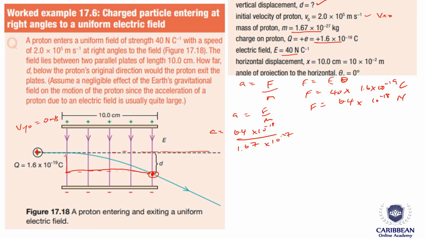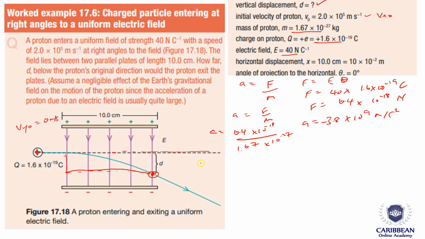So if we divide these numbers, 6.4 times 10 to the minus 18 by 1.67 times 10 to the minus 27, we get a pretty large acceleration. That acceleration would be 3.8 times 10 to the 9th meters per second squared. So that's our acceleration. And we said that this acceleration is going to be a negative acceleration because it's going downwards.